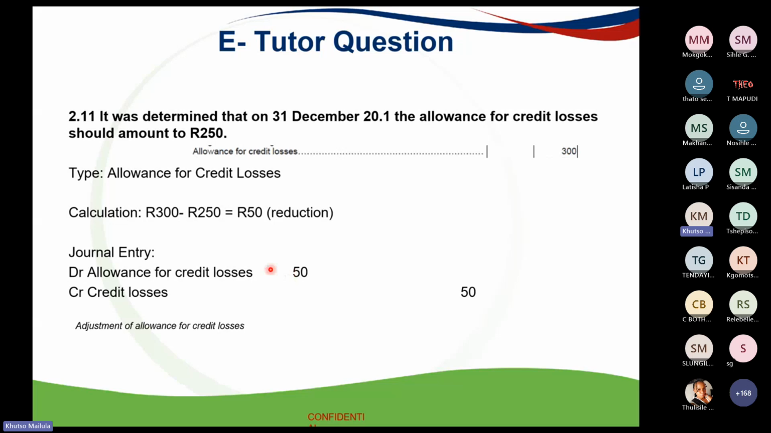Remember, allowance for credit losses, you increase by crediting because they are liabilities. So when you reduce them, you debit, and then you credit the credit loss. I hope I'm making sense. Because when you recognize an allowance for credit loss, you credit the allowance and debit the credit loss. So when you reduce it, it's the inverse of the journal. I hope I'm making sense. If I'm not, I'll ask my colleagues to explain it better.